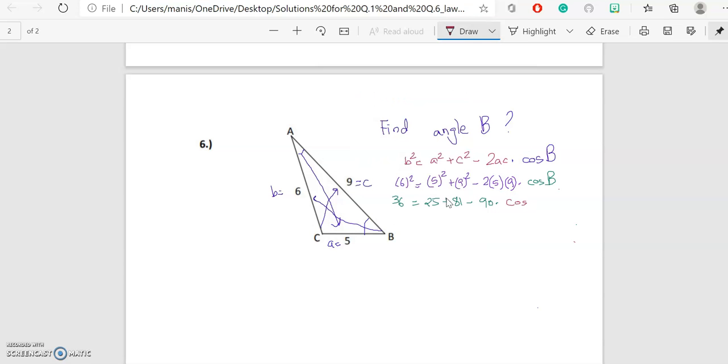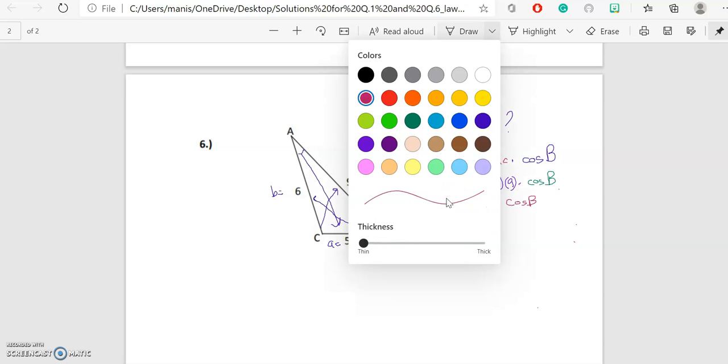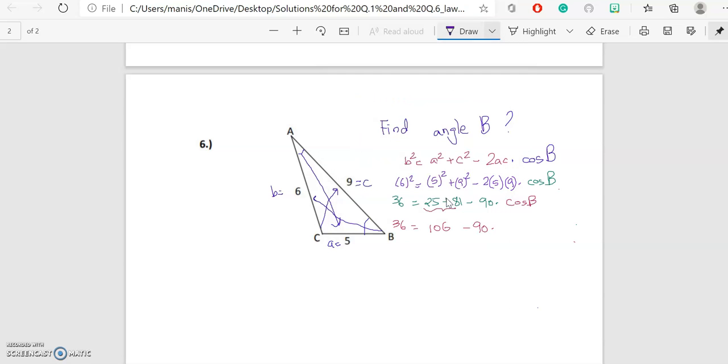Cosine of B. So I will add these two numbers over here. So this is your 36, as I did in the previous problem. So this is your 6 and this is your 10. 106 minus 90 times cosine of B. All the steps are same. Only thing what changes, some of the numbers are changed.